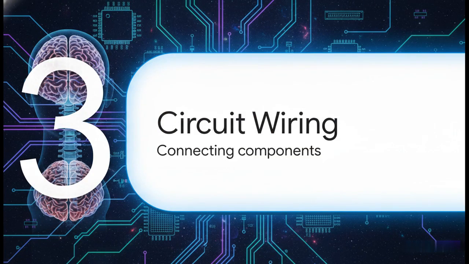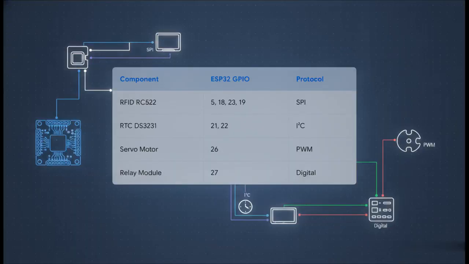Section 3. Circuit wiring and protocols. Now, what's really interesting about this slide is how we wire all these anatomical parts together into a central nervous system. And honestly, the beauty of the Wokwi simulator is that we get to double-check all these pins virtually. Notice how incredibly efficient the ESP32 is at managing entirely different communication protocols all at the same time.